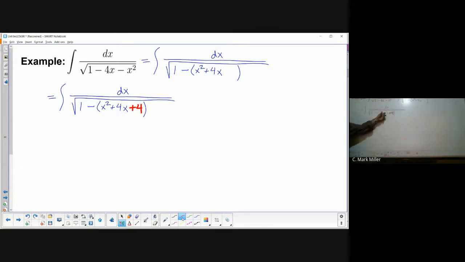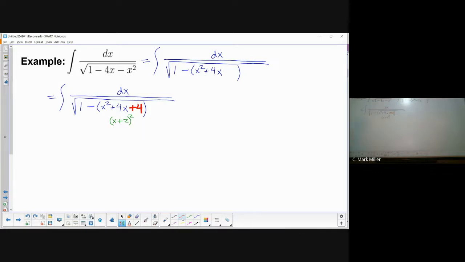Why plus 4 again? You take the 4 here, half of that coefficient, square it. So half of that is 2. Square it, 4, that goes there. And what that does, that makes those parentheses a perfect square. So these parentheses are now x plus 2 squared. That's why it's called completing the square. But by putting that 4 there, I change the value under that square root. So I have to compensate.